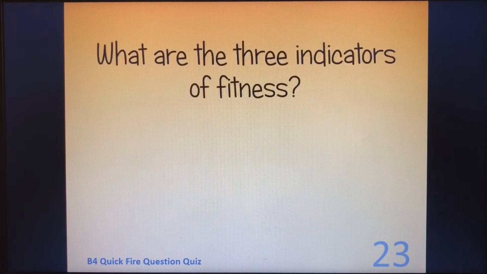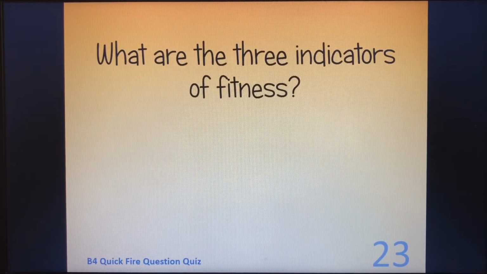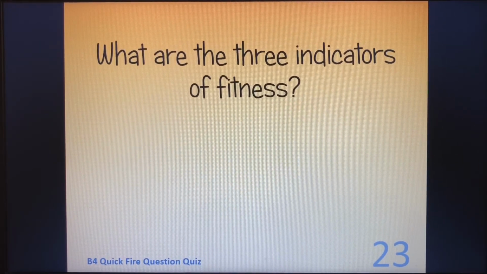Question 23. What are the 3 indicators of fitness? So we look at that graph. We did a graph where we compared our fitness to our friend's fitness, and then we looked at 3 indicators of fitness from that graph to say, I'm fitter than this person because, or I might be fitter on 2 counts and they might be fitter on 1. Whatever it is, we compared 3 indicators of fitness from those graphs.